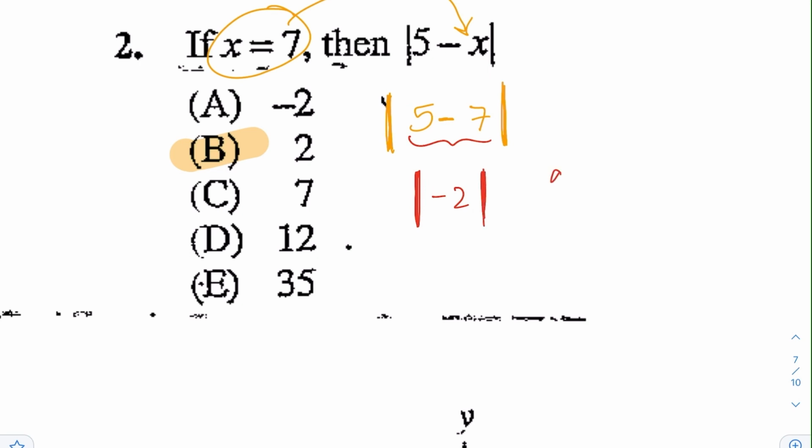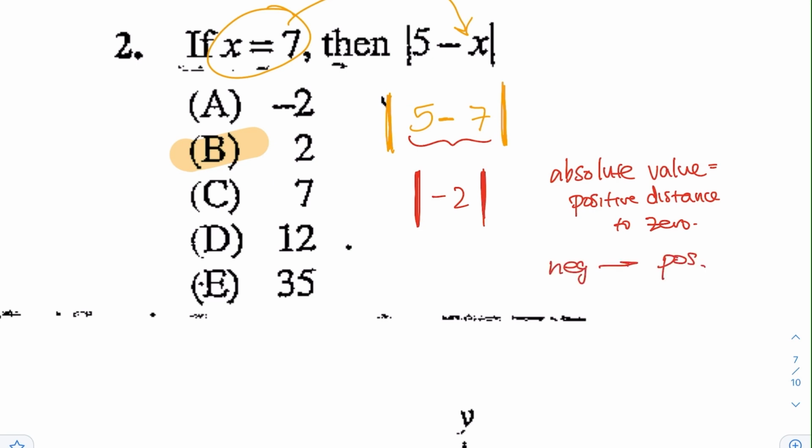Now the absolute value will actually do its job here. The absolute value gives the positive distance to 0. So what that means is you want to figure out how far away negative 2 is from 0, and negative 2 is 2 away from 0. Essentially, it turns a negative number positive, and positive numbers and 0 don't change. So here, it turns into just 2, which is choice B.